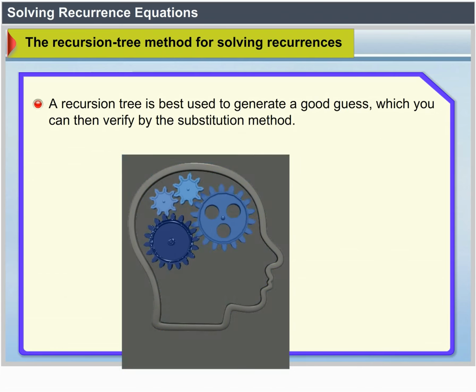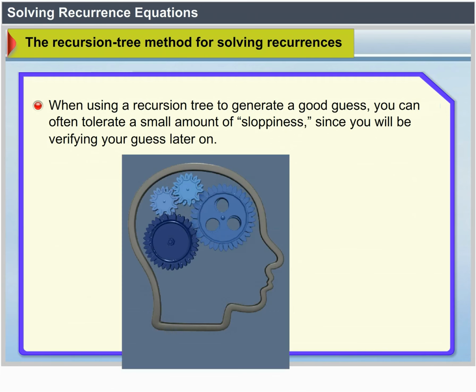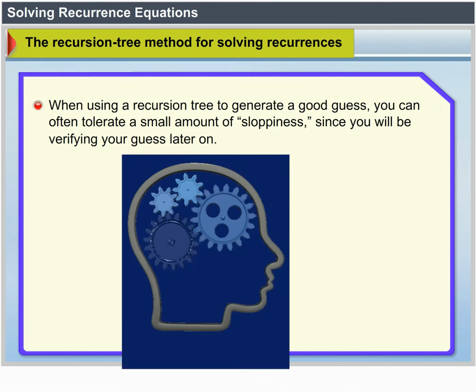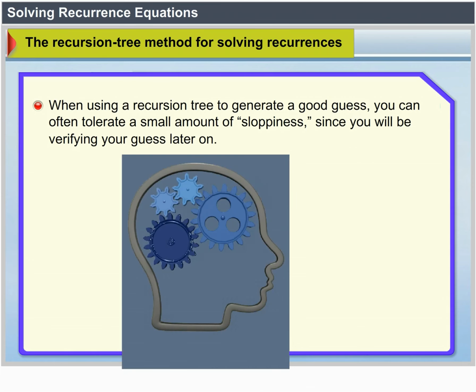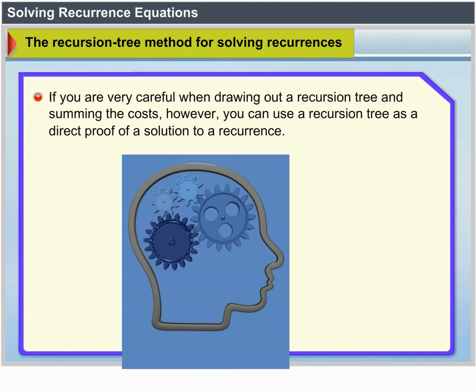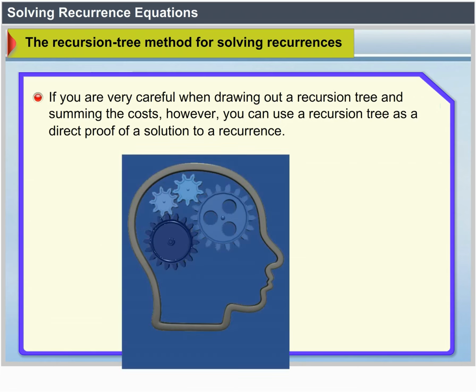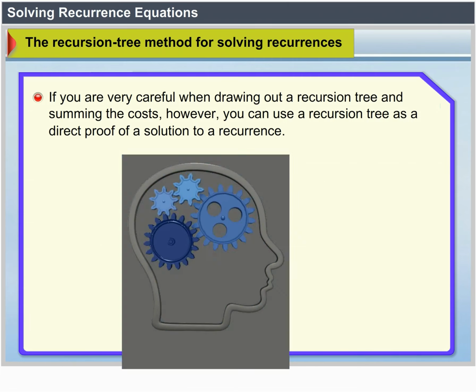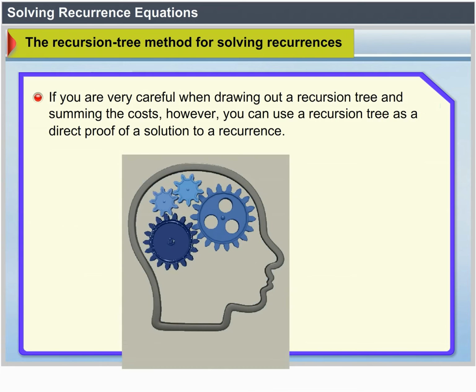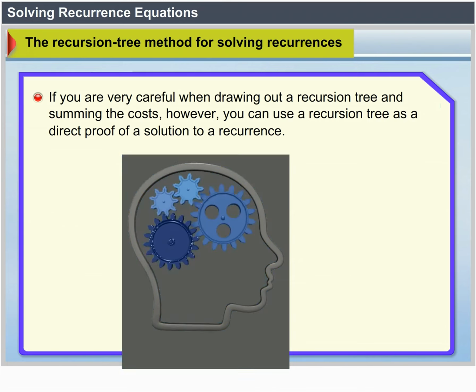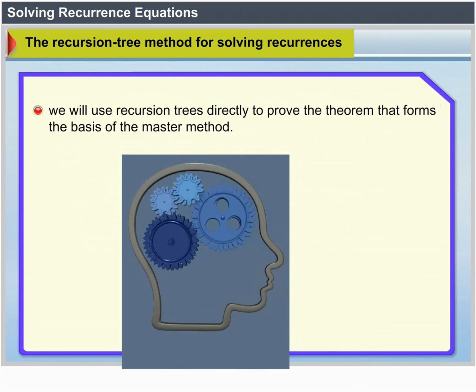When using a recursion tree to generate a good guess, you can often tolerate a small amount of sloppiness, since you will be verifying your guess later on. If you are very careful when drawing out a recursion tree and summing the costs, however, you can use a recursion tree as a direct proof of a solution to a recurrence. We will use recursion trees directly to prove the theorem that forms the basis of the master method.